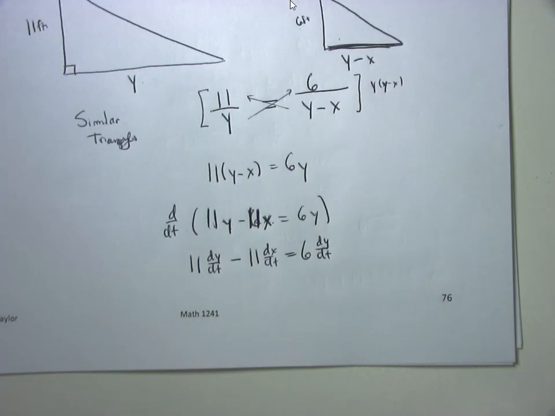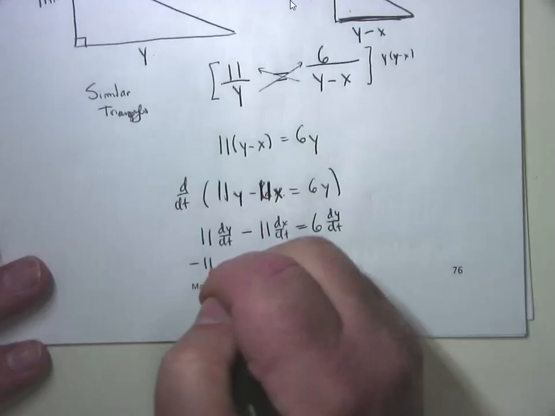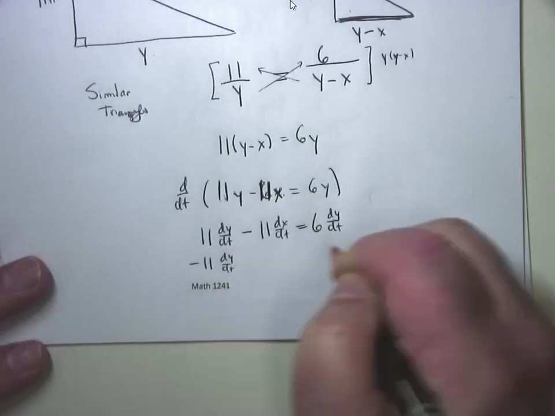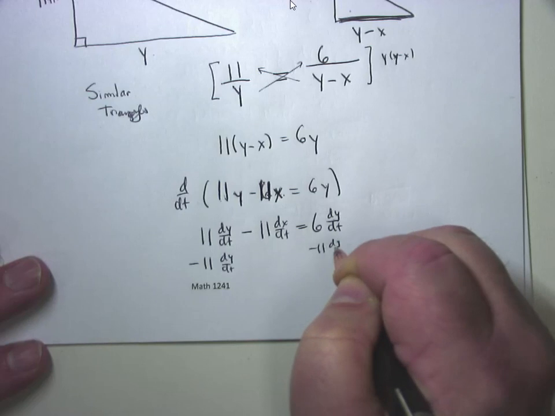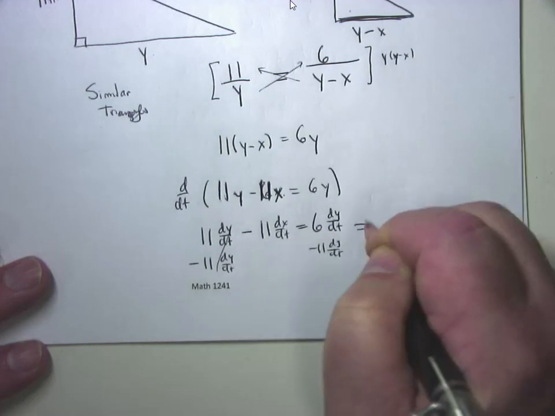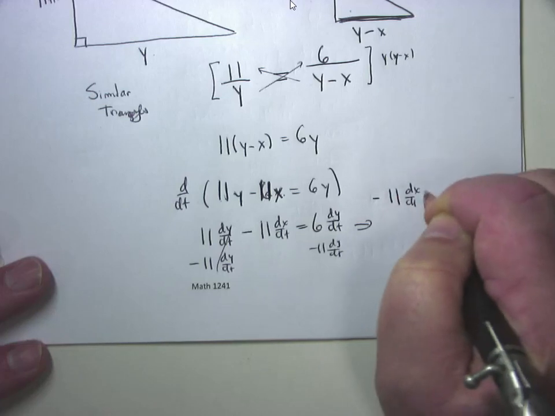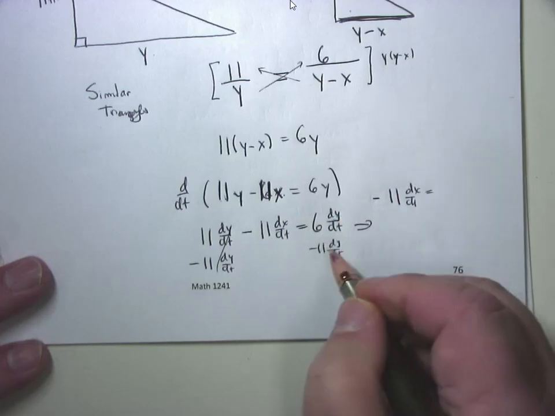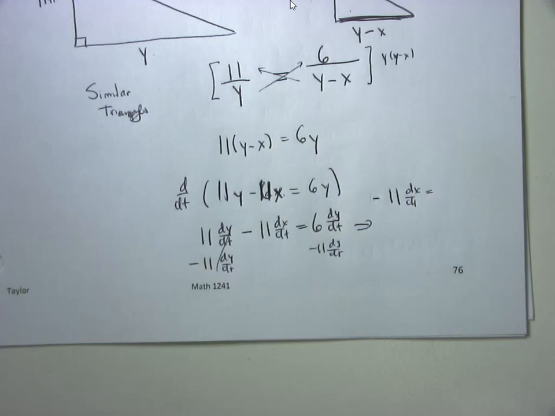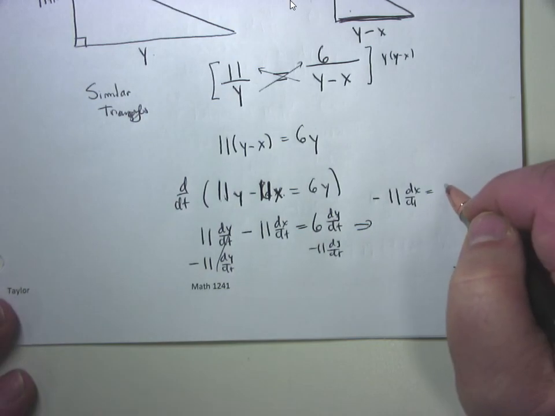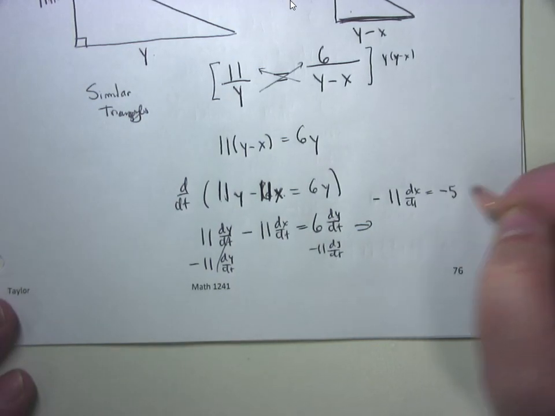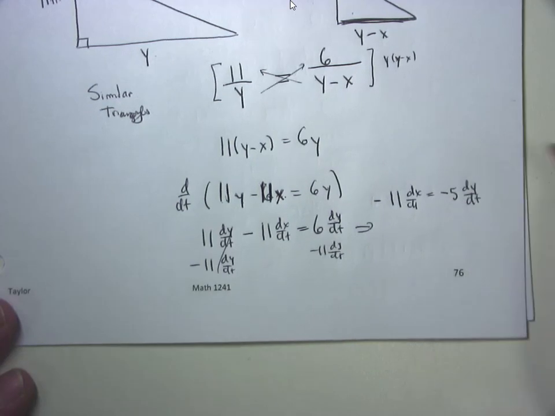Now, I'm going to group together what I'm trying to solve for. Remember, in this problem, I'm trying to solve for dy dt. So I'm going to subtract 11 dy dt from both sides. This cancels. Leaves me with negative 11 dx over dt is equal to, what is 6 dy dt minus 11 dy dt? Negative 5 dy over dt.